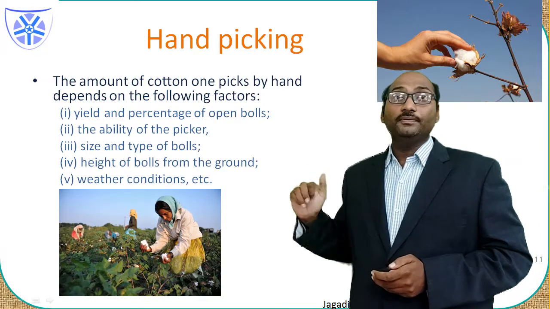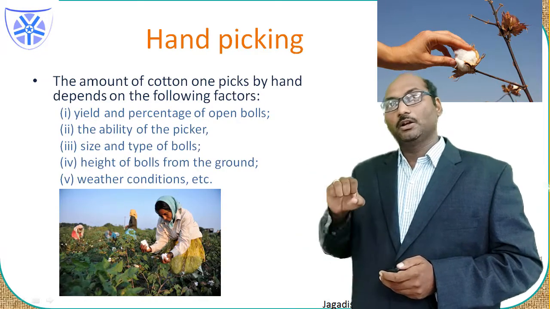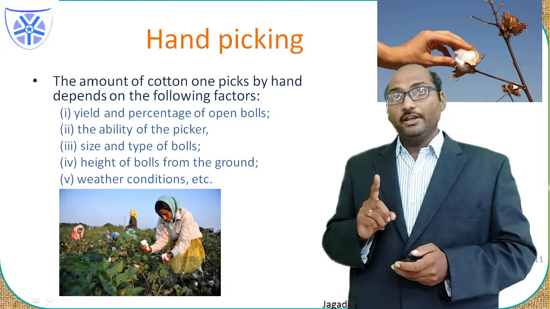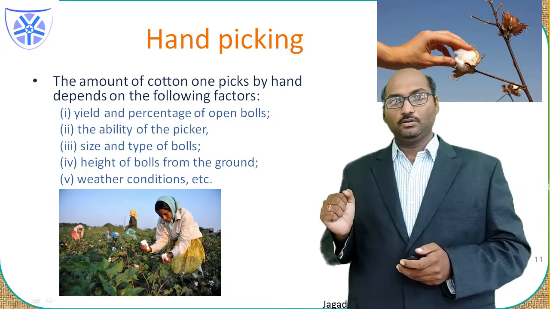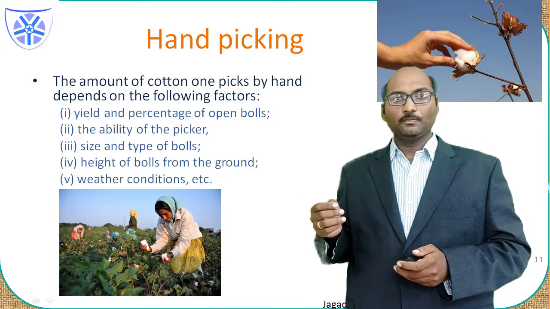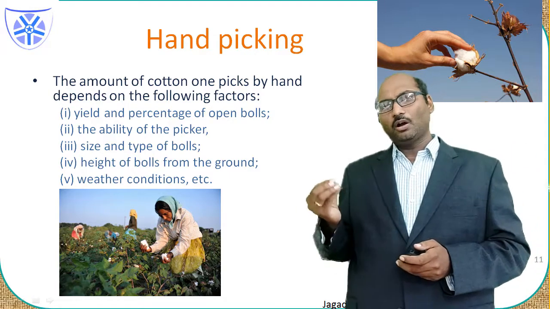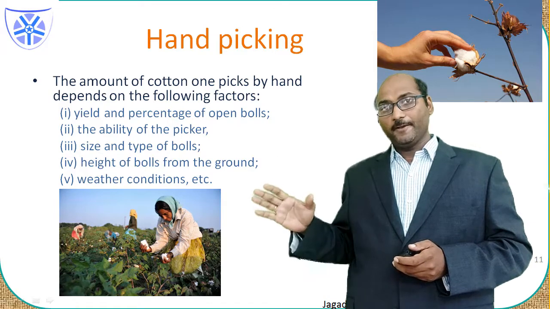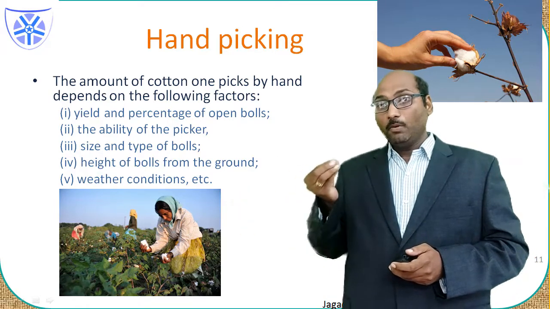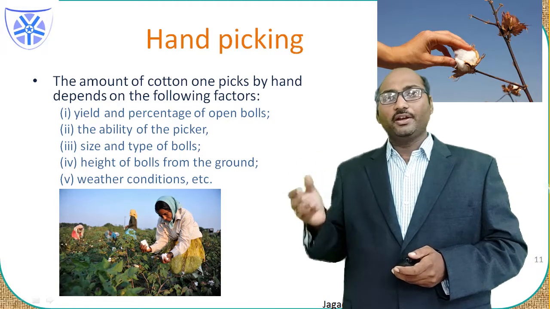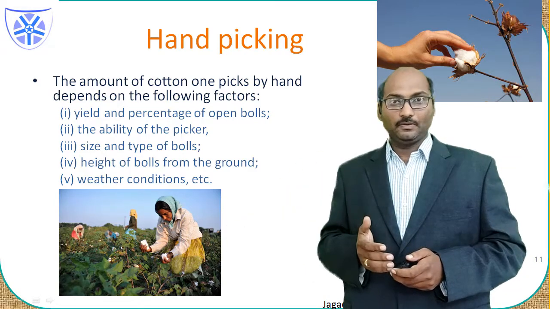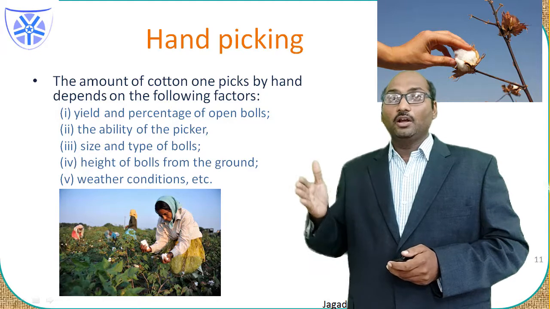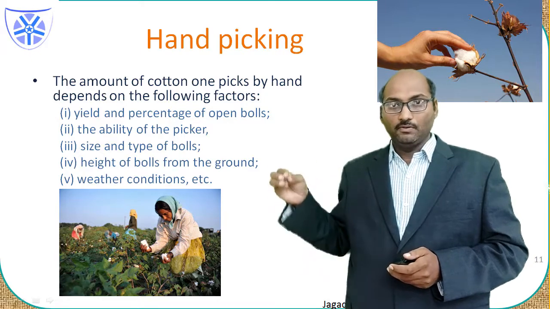So the amount of cotton one person, the picker, picks by hand depends upon factors like the yield and percentage of open balls. As it is a grown crop, all the balls will not be open at the same time. If you wait until all the balls are open, the balls which are already open may get soiled and wasted due to air and other things. Okay, so it should be avoided. So in hand picking, it may be done once in 4 days, the people will go and pluck the balls.